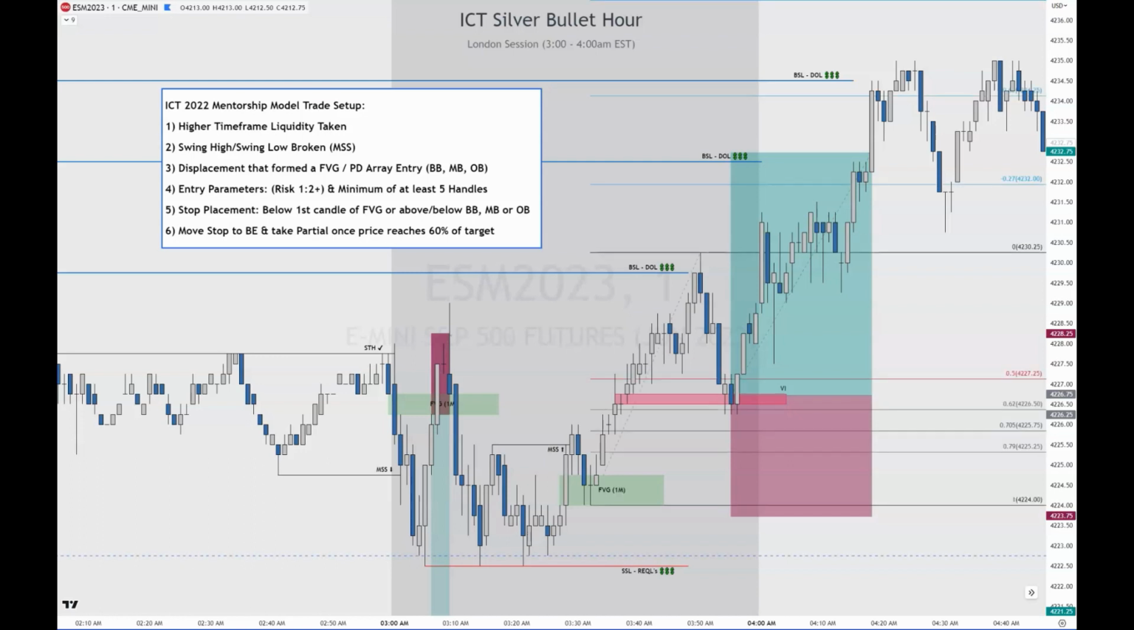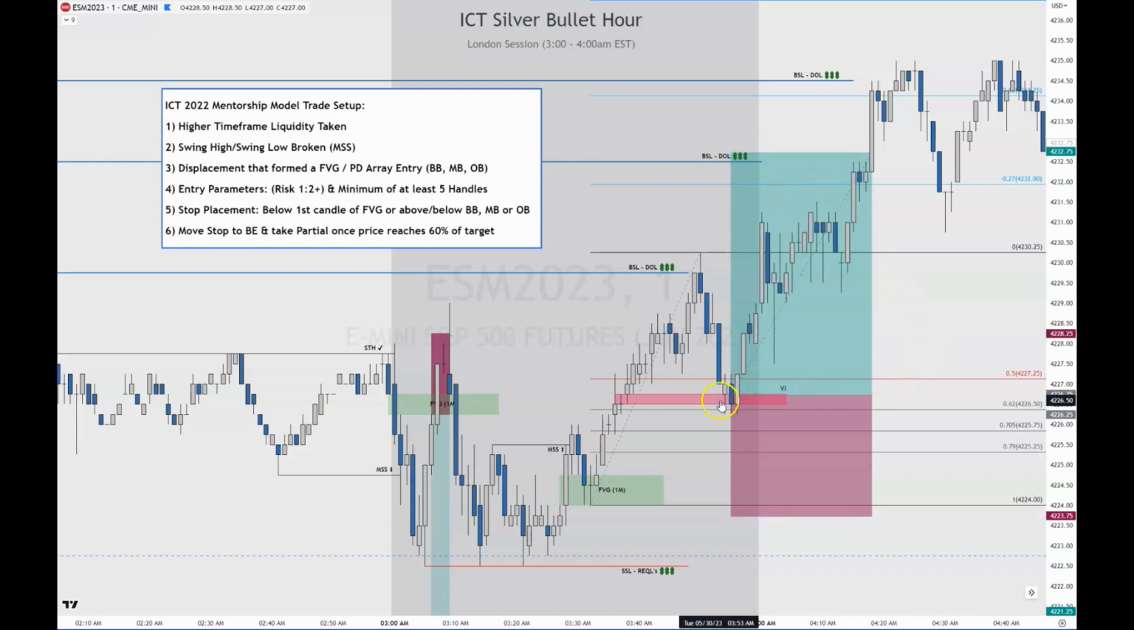Let me throw on the fib here. From low to high, equilibrium is right here. This is in discount, so you can buy, and in discount you buy to go long. So it comes back in over here. I look for my PD array. I find a volume imbalance. That's where it stops, and it's respecting it. I take my trade.